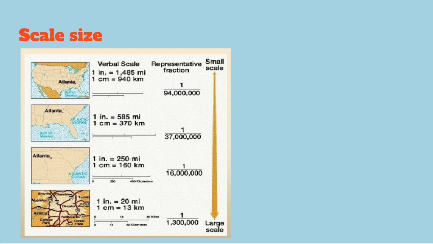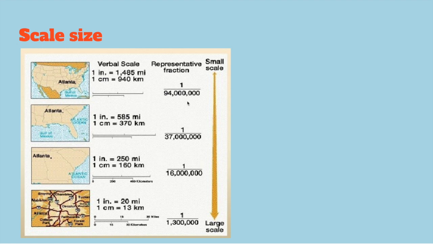Next, let's look at scale size. It's a little bit different from map scale. The whole map itself also has a scale, so as you can see there, it's similar to a map scale, as I said. Here, 1 inch on the map is roughly 1500 miles. And over here, 1 inch on the map is 20 miles. So this on the bottom is a much larger scale compared to the top.